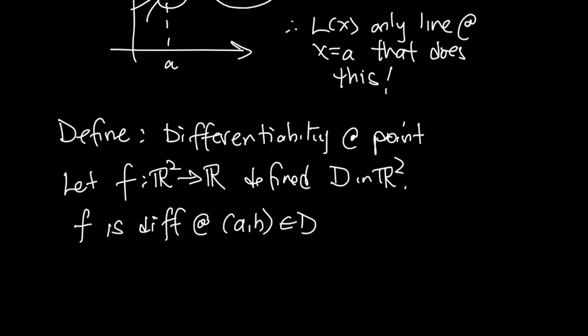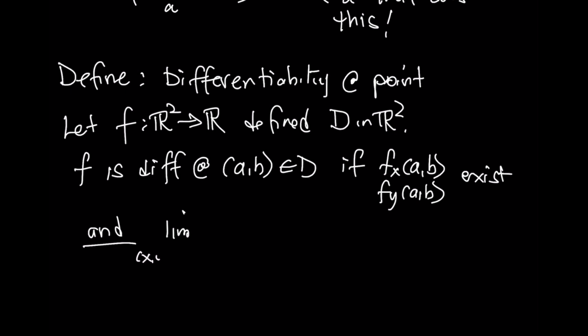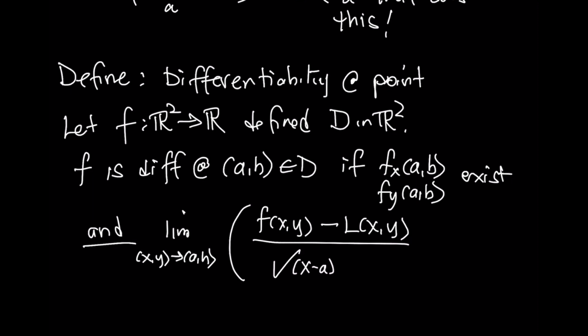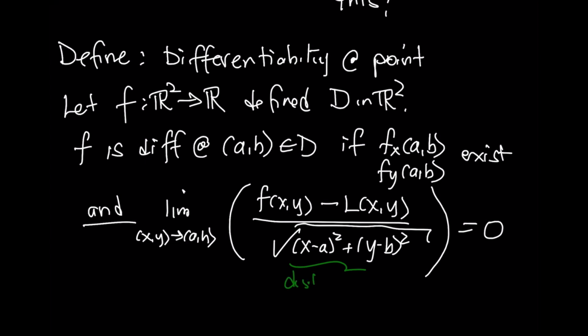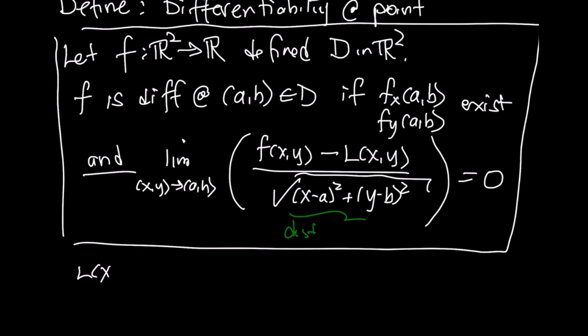if these partial derivatives, f_x at the point, f_y at the point, exist, and this limit exists. So it's going to be the limit as (x, y) gets closer to (a, b), of f(x, y), subtract its linear approximation, over this expression. Now, this expression here just represents the distance between those two points, (x, y) and (a, b). And if the function is differentiable, this limit must exist, and it must give me 0.